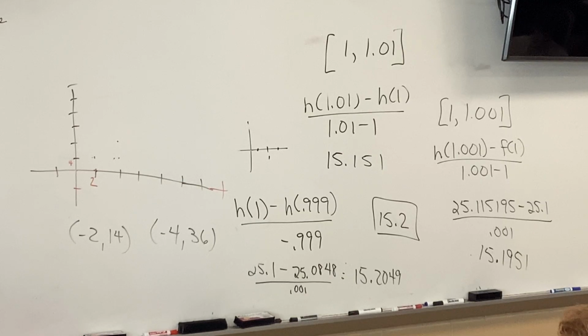Okay? So what makes it linear? X's and y's change by the same amount. What makes it quadratic? X's change by the same amount, but y's change by an increasing or decreasing amount, right? 3, 5, 7, 9.